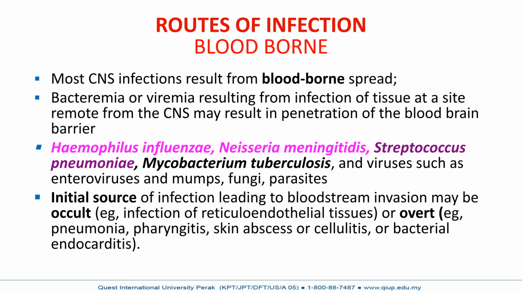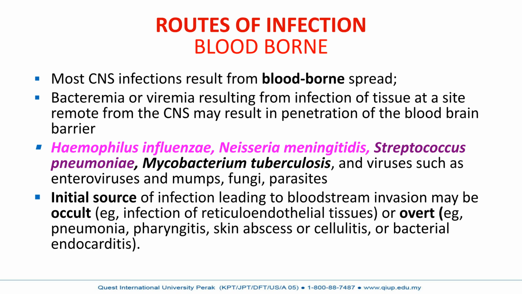The classic organisms that cause CNS infection via bloodborne spread include Haemophilus influenzae, Neisseria meningitidis, and Streptococcus pneumoniae. Notice these are the same encapsulated ones. An important clinical concept here is that the initial source of infection may be occult or overt. Occult means hidden. For example, bacteria may be multiplying in reticuloendothelial tissues like the spleen without causing obvious symptoms before spreading to the CNS.